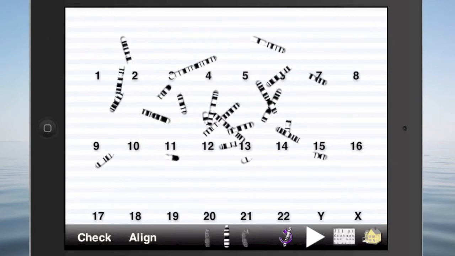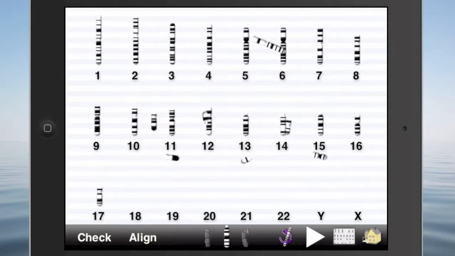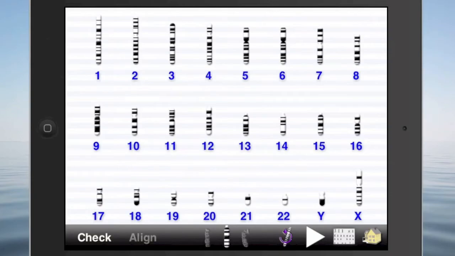A karyotype is an image that shows the number of chromosomes in a cell arranged by size and structure. In karyotyping, the chromosomes are arranged in homologous pairs, whereby each chromosome in the pair has approximately the same length, the same centromere position, and same visible staining pattern.